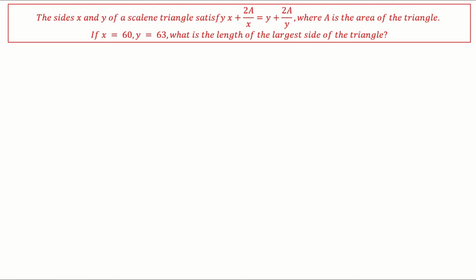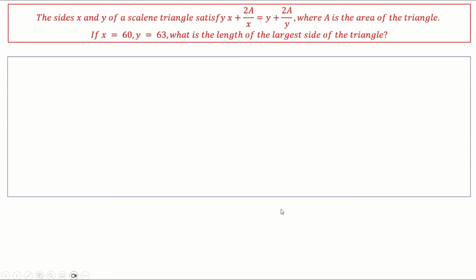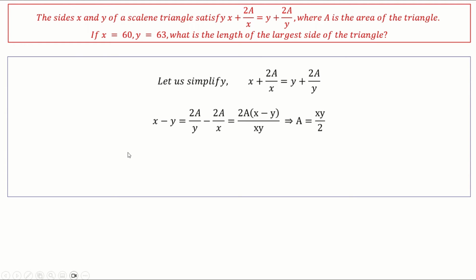The sides x and y of a scalene triangle satisfy x plus 2a by x equal to y plus 2a by y, where a is the area of the triangle. If x equal to 60 and y equal to 63, what is the length of the largest side of the triangle? Okay, it's a scalene triangle, it's given. But we need to now try to see from the given equation what the triangle is going to become. This is the equation, right?